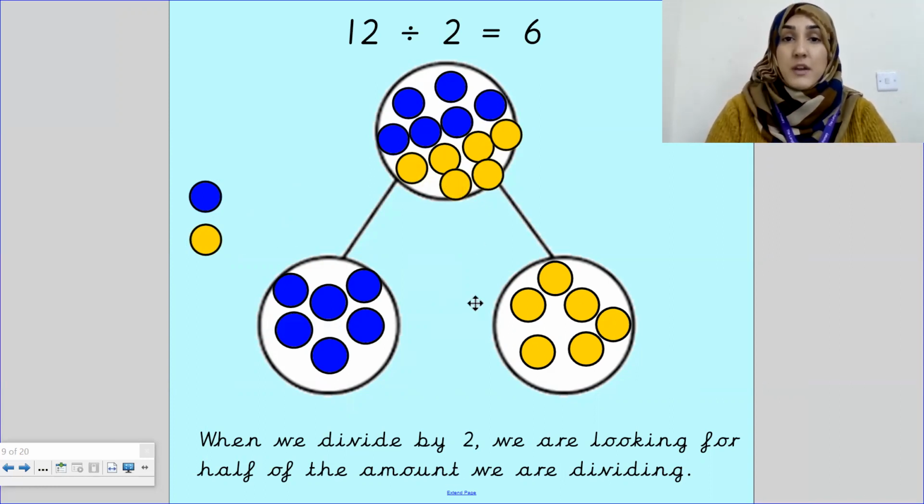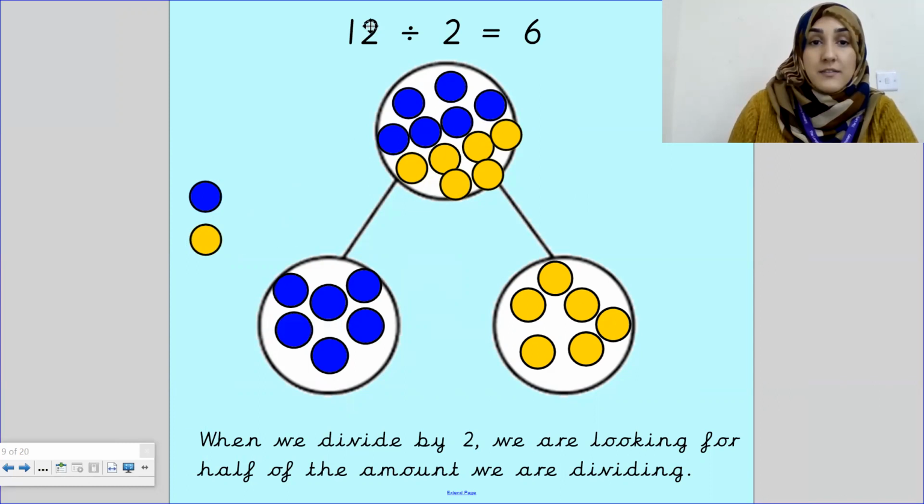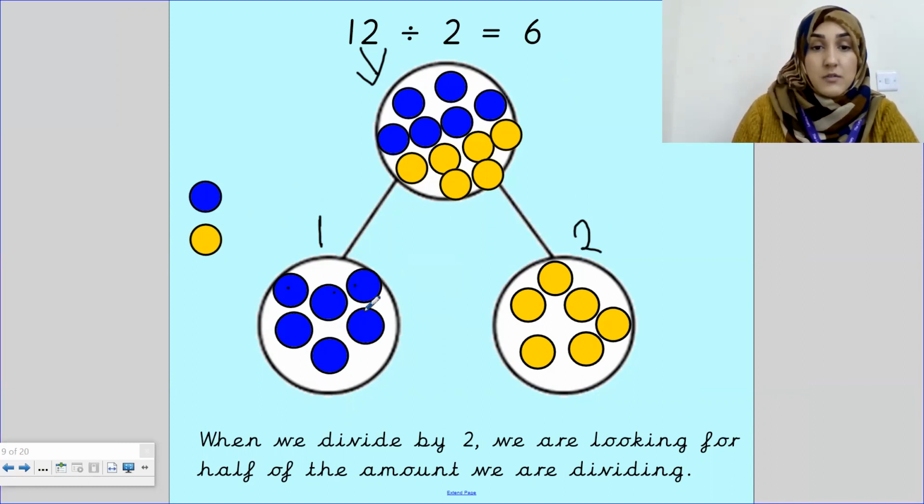So when we are dividing by 2, we are looking for half of the amount we are dividing. So we've got 12 counters all together. 12 counters divided by 2 groups. Here is one group, here is two groups, and we have 6 counters in each group. 1, 2, 3, 4, 5, 6.